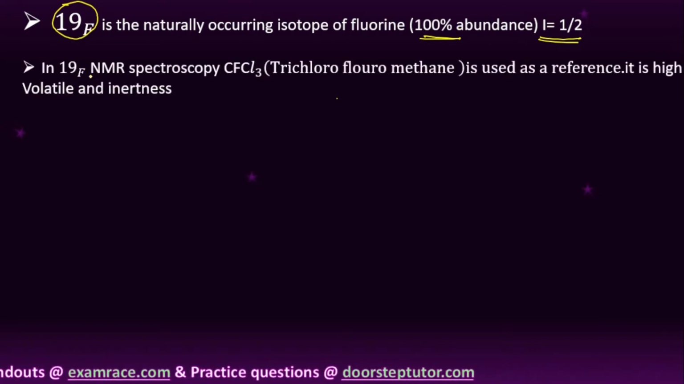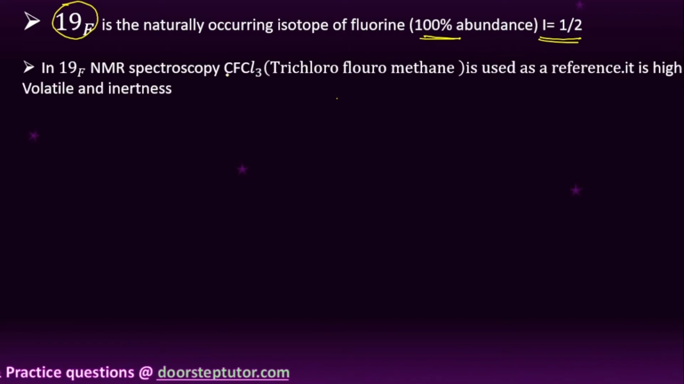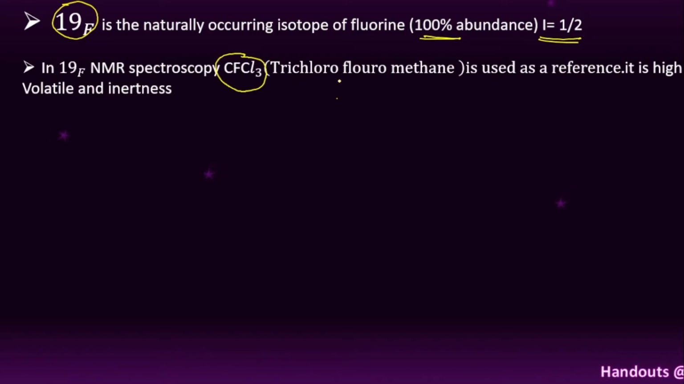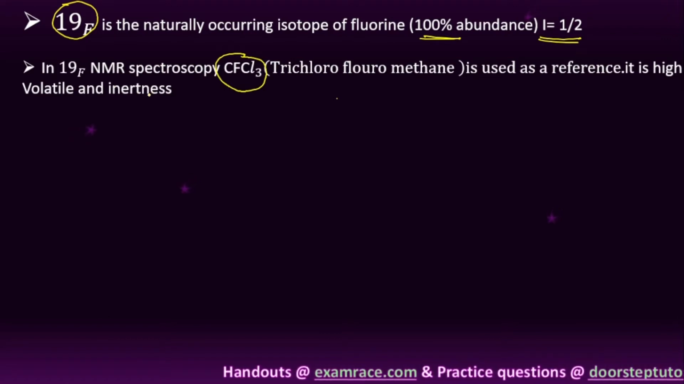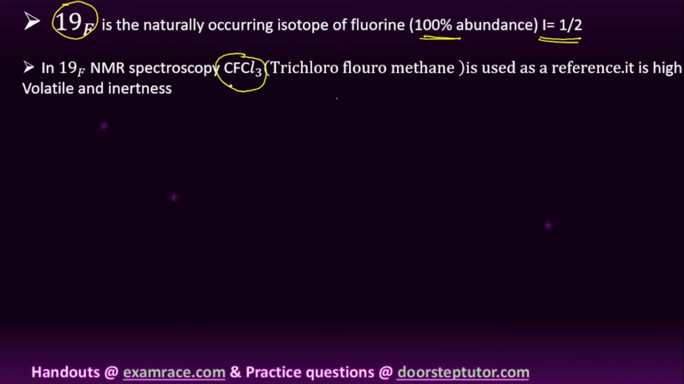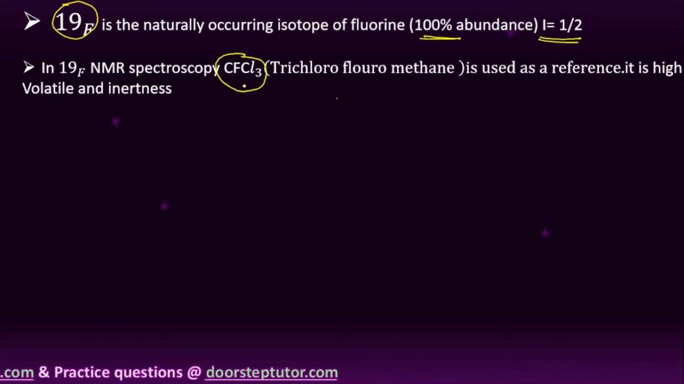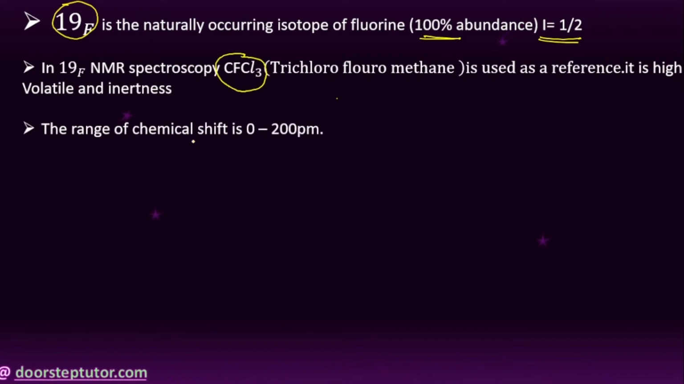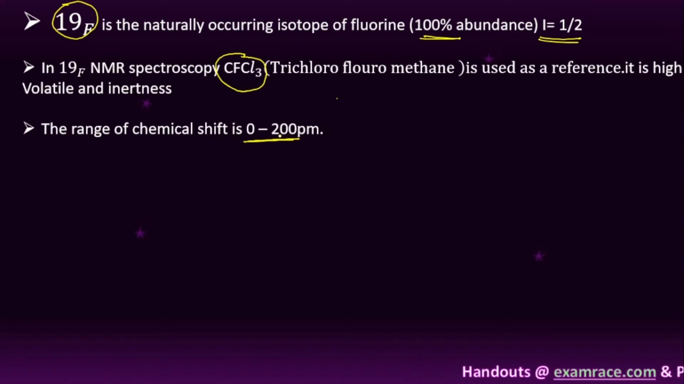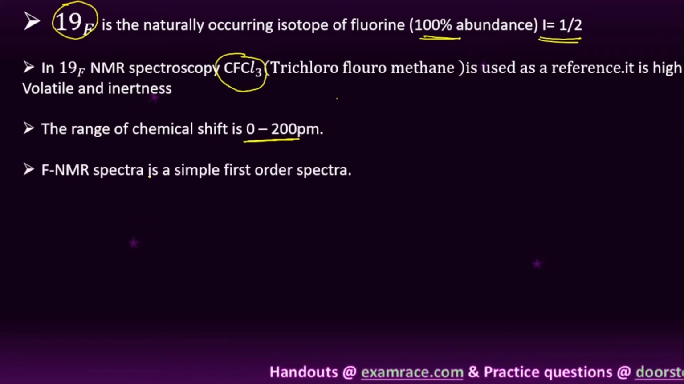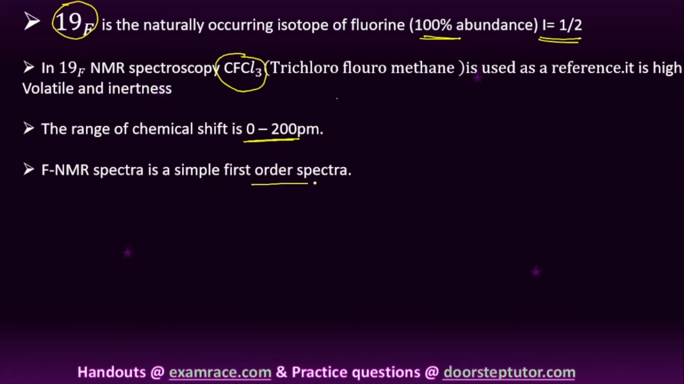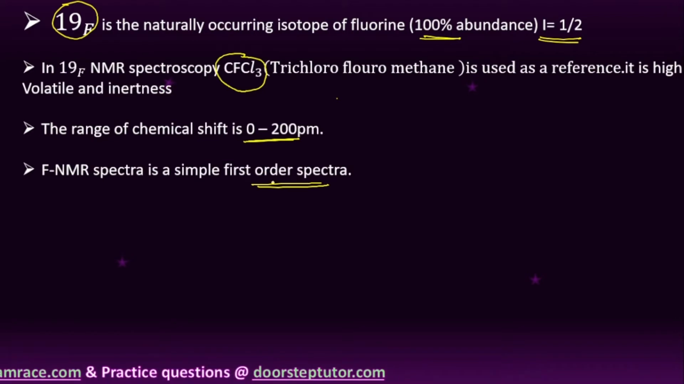Generally in fluorine 19 NMR spectroscopy, we use a reference compound, that is CFCl3, trichlorofluoromethane. It is a highly volatile and inert compound. So CFCl3 is used as a reference compound in F19 NMR spectroscopy. The range of chemical shift of F19 NMR spectroscopy is 0 to 200 ppm. F19 NMR is a simple first order spectroscopy. It is not a 2D spectroscopy.